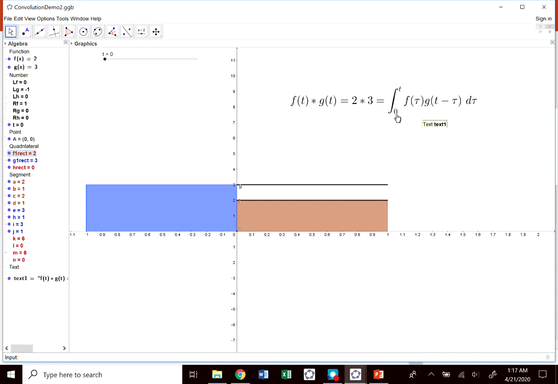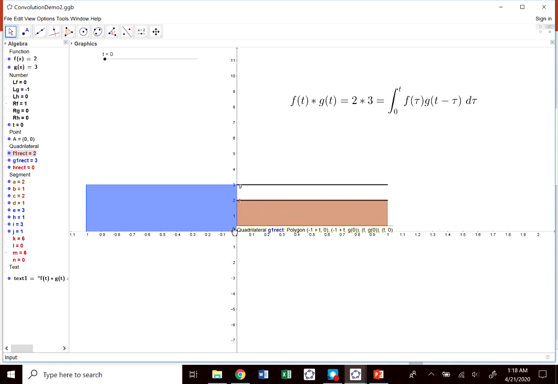But what in the world does integral 0 to t mean? That means we need to find the area under the product f of tau g of t minus tau between 0 and whatever the t value is. Between 0 and whatever the t value is. But t is 0 right now. Oh, okay. So look at the product of these two things and find the area under that product in the interval 0 to 0.